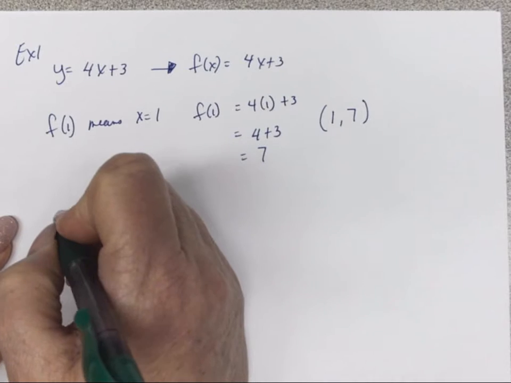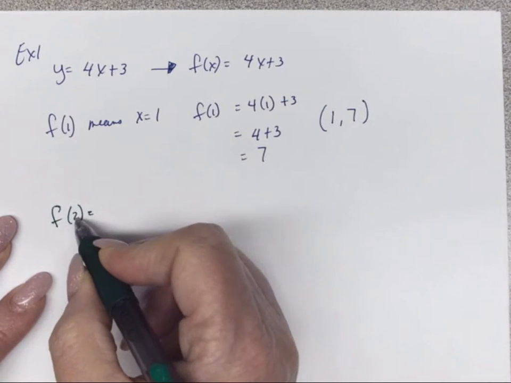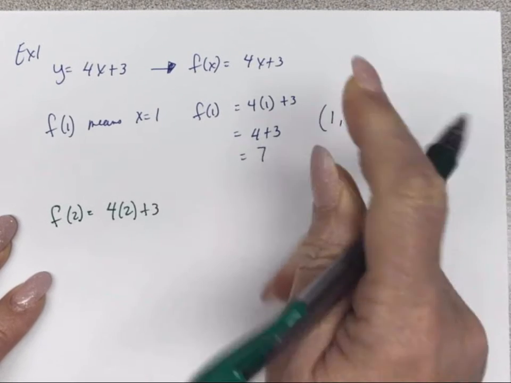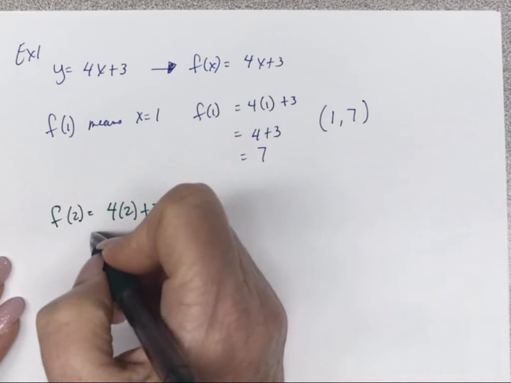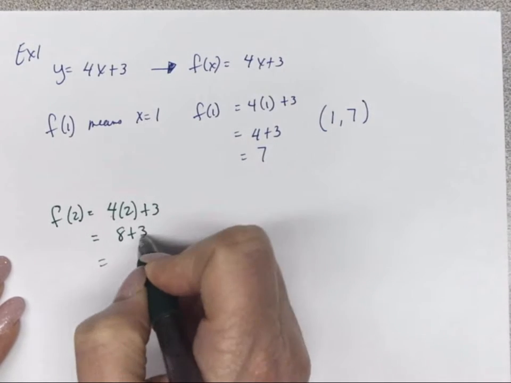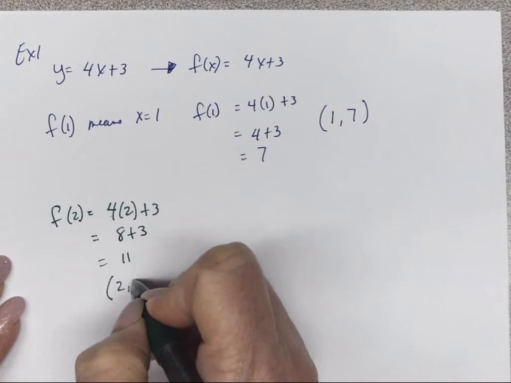All right, let's do f at 2. F at 2 means x is equal to 2. So we'll have 4 times 2 plus 3. Following our equation, we just plug in 2 for our x. That gets us 4 times 2 is 8 plus 3. 8 plus 3 is equal to 11. So this point would be 2, 11.